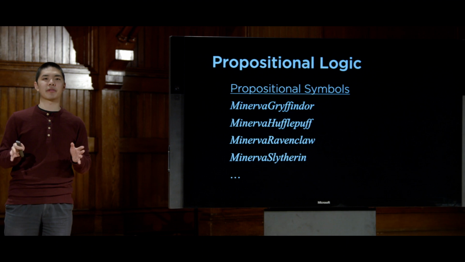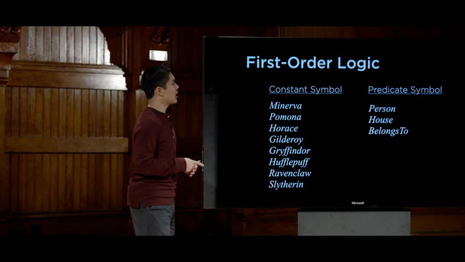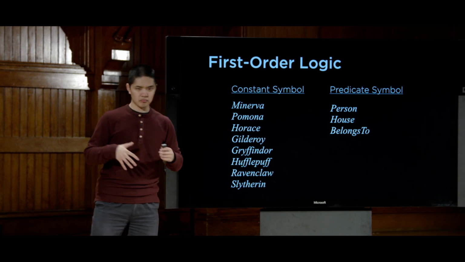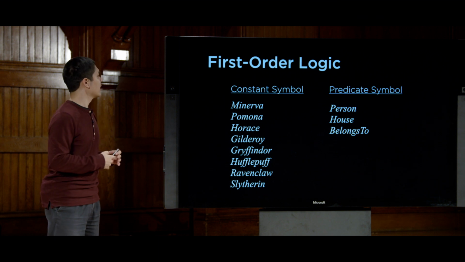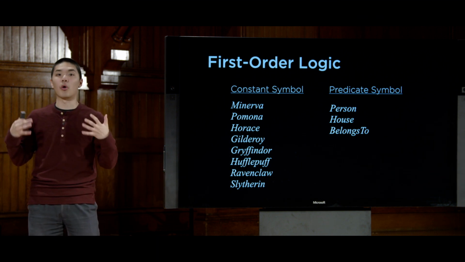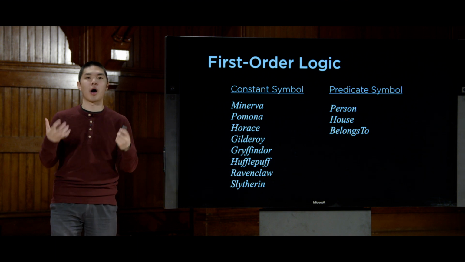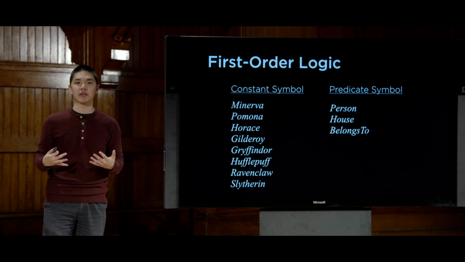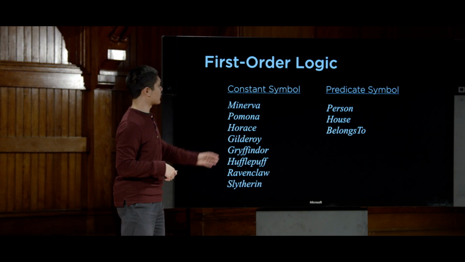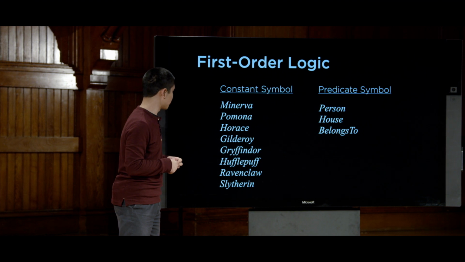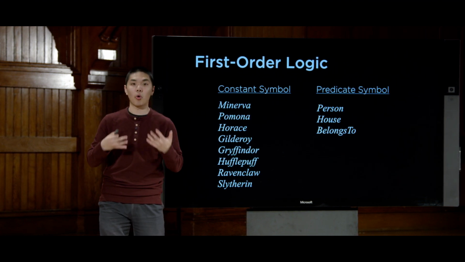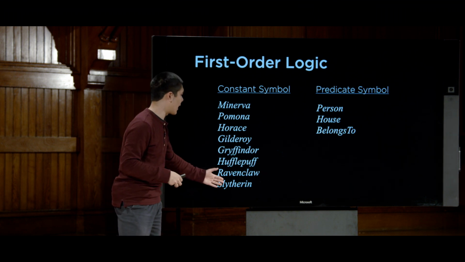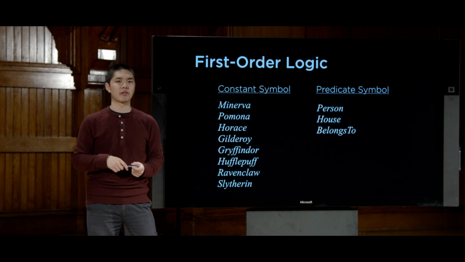giving us 2 different types of symbols. We're going to have constant symbols that are going to represent objects like people or houses, and then predicate symbols which you can think of as relations or functions that take an input and evaluate them to true or false, for example, that tell us whether or not some property of some constant or some pair of constants or multiple constants actually holds. So we'll see an example of that in just a moment. But for now, in this same problem, our constant symbols might be objects, things like people or houses. So Minerva, Pomona, Horace, Gilderoy, those are all constant symbols, as are my 4 houses, Gryffindor, Hufflepuff, Ravenclaw, and Slytherin.